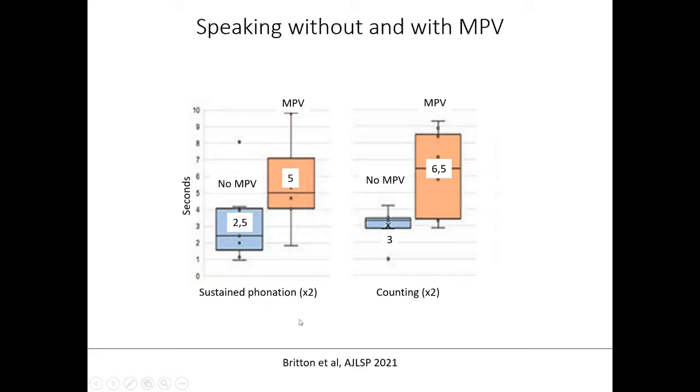Here, something interesting and a little bit new, showing the difference between no MPV and MPV with sustained phonation. We see that with the mouthpiece, patients can have a longer phonation. It is MPV versus no ventilation, not the nasal mask. You also hear that when we ask patients to count 1, 2, 3, 4, 5, etc., they can count until 3 without the MPV and until 6.5 with the mouthpiece.